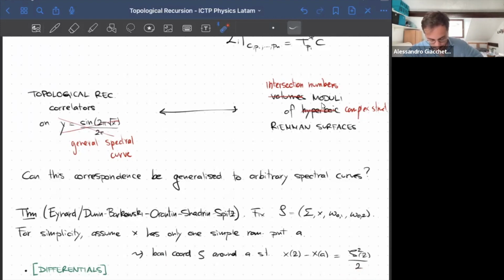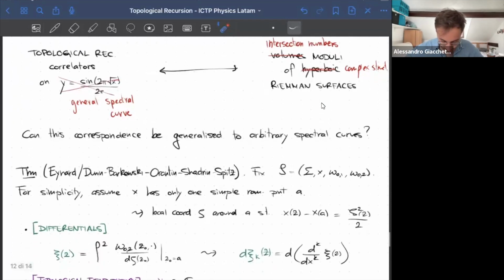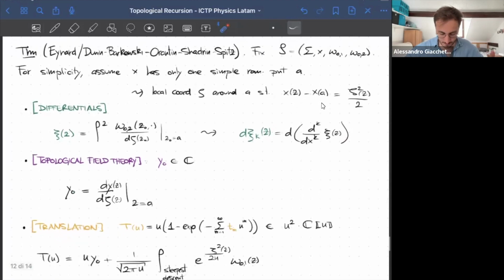And I can do that because I have a ramification point, so the first derivative is 0, and it's simple, so the second derivative is non-vanishing. So I can always do this around the ramification point. And what I'm going to do now is define a bunch of quantities. So the first set of quantities, these are some differentials, this d psi k of z. In order to define them, let me first define a function. So this function, psi of z, is defined as follows.